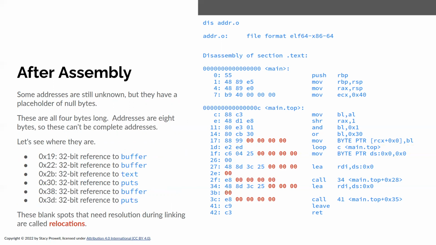Some addresses are still unknown. It could not fill in the reference to text or buffer or puts. And so what it did was, look at this, it put zeros in here. And it put 4 of them. So it reserves space for not a full address, right? A full address would be 8 bytes, but just 4 bytes. These blank spots that need resolution during linking are called relocations. So the linker will actually go and patch the bytes in here with the correct value once it figures out where things should be. That's our hope, at least.